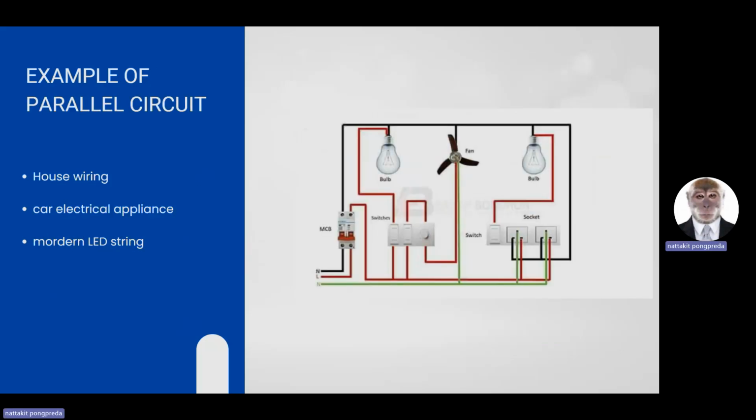An example of a parallel circuit is house wiring. As you can see, in our house, if the light bulb is broken, it doesn't stop the fan from working, or the power socket that we charge our phones in. Everything just continues working. And if you want the light bulb to work again, you just change the bulb. Another example is modern LED strings on a Christmas tree. If one of the bulbs is broken, the rest of the bulbs on the tree still work.